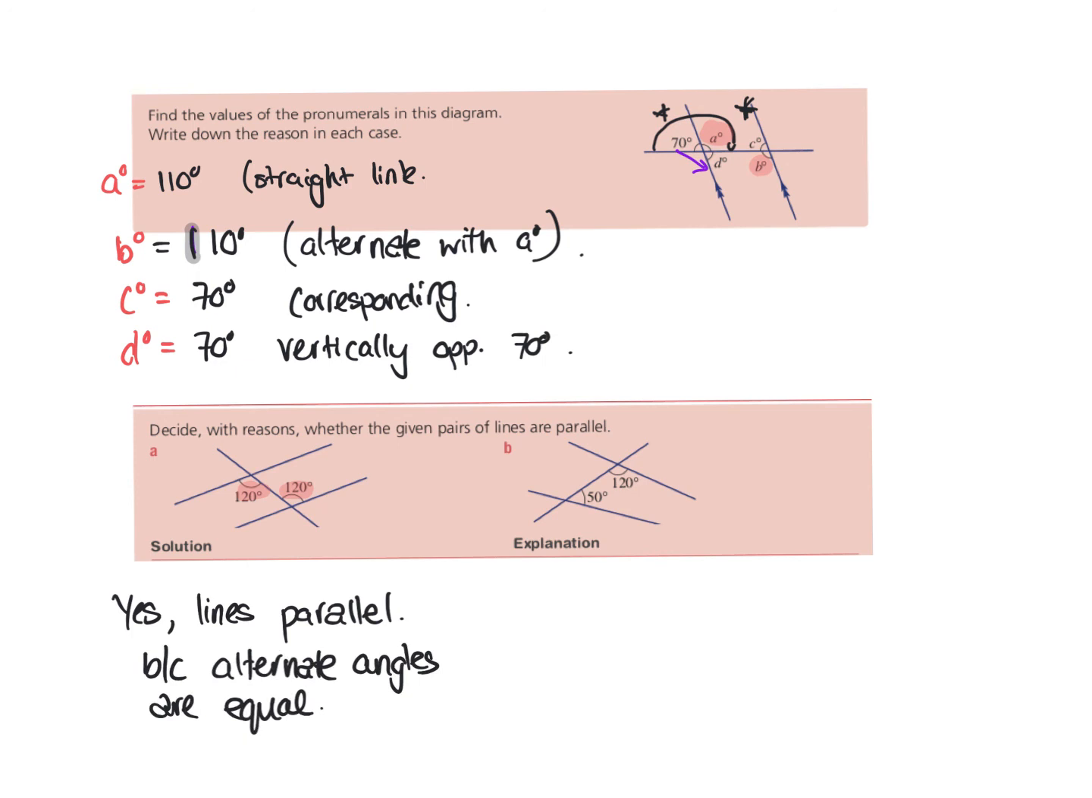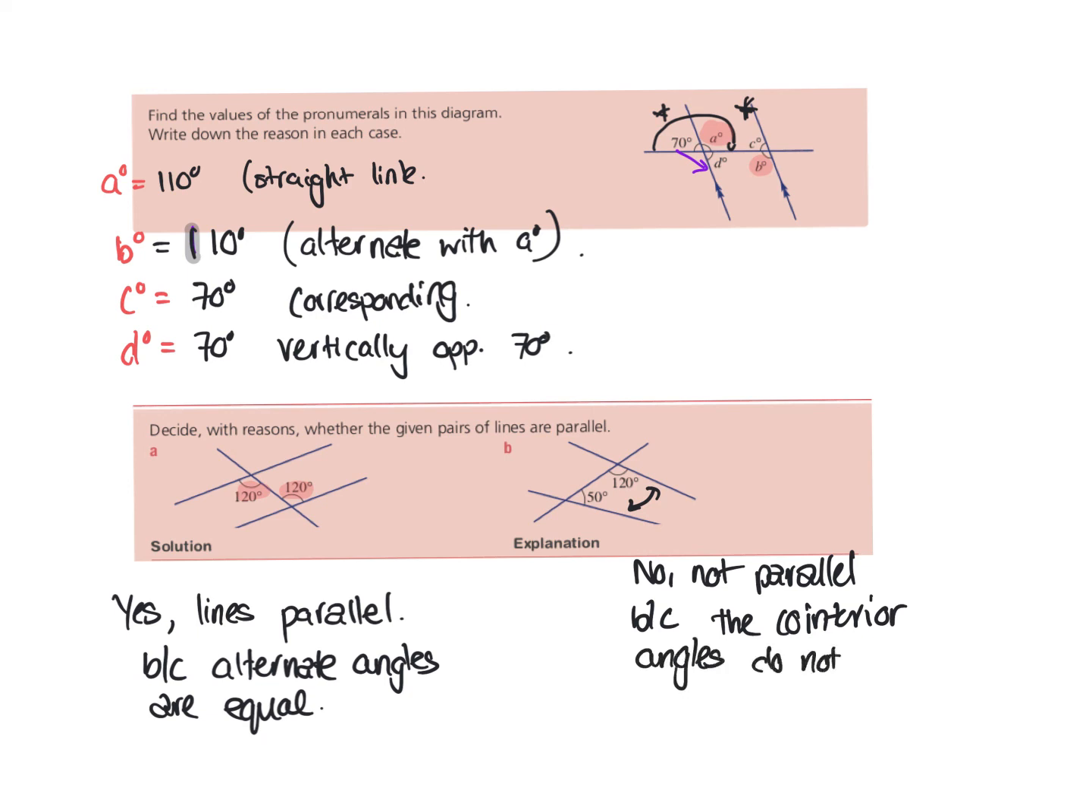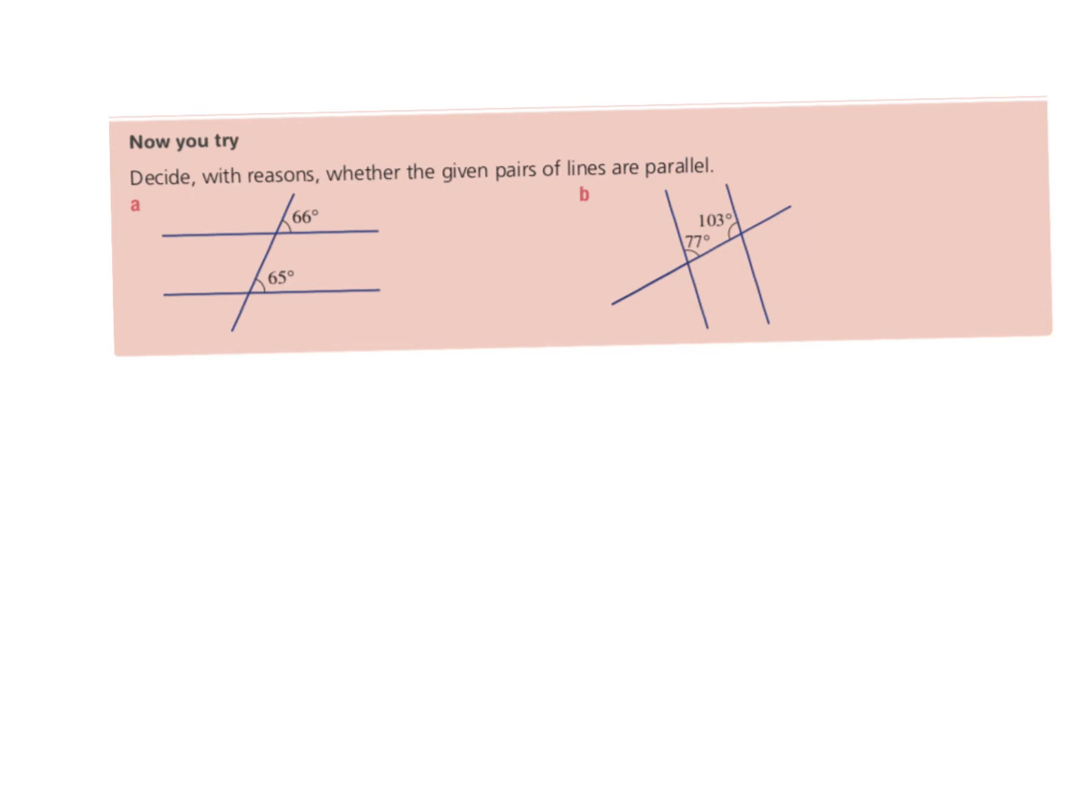And what about this one? These two are co-interior. Are they adding up to 180? No. So I'm going to say no, not parallel, because the co-interior angles do not add to 180. Good. Okay, decide with reason whether the pairs of lines are parallel.